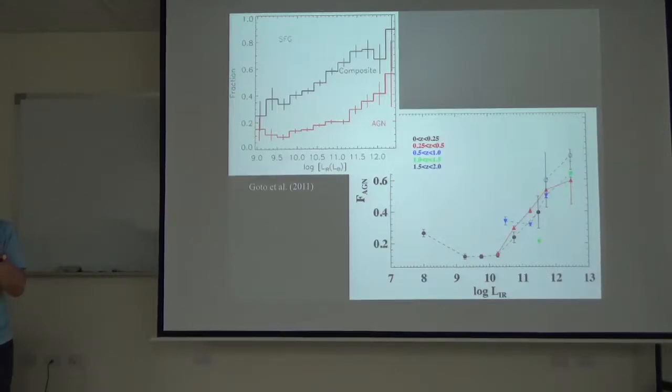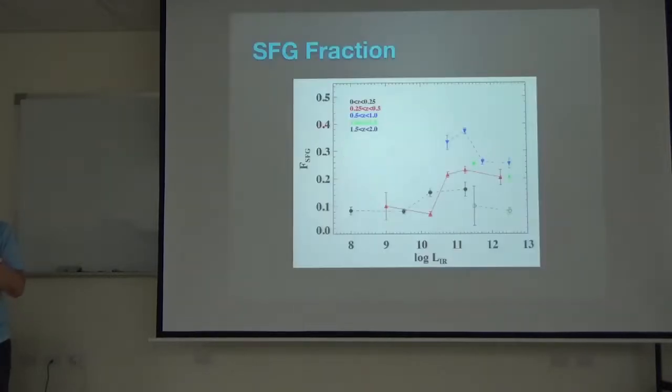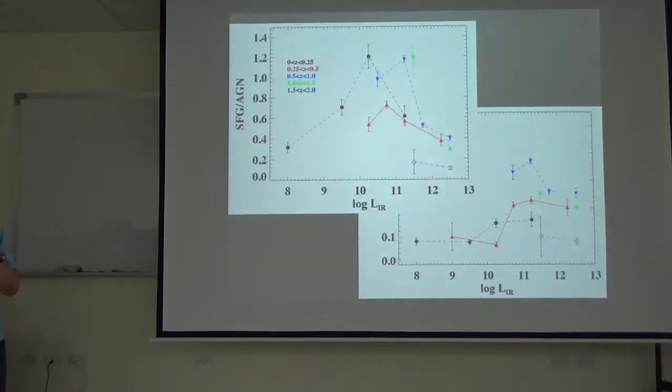So if that's true, then we should see a decrease of star-forming galaxies at high luminosity. I checked that, and I found yes, we do have a decreasing trend at high luminosity. I also plotted it as a ratio of star-forming galaxies and AGN, and you can see that there is a sharp decrease at high luminosity. So the preliminary result shows that probably that scenario is correct.